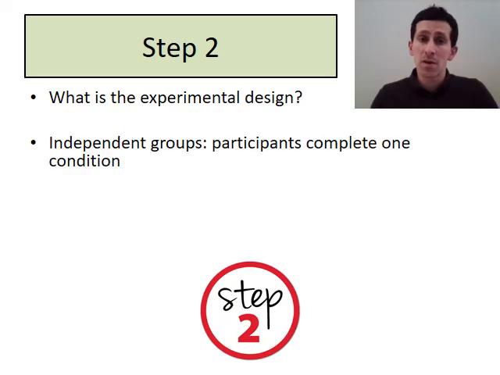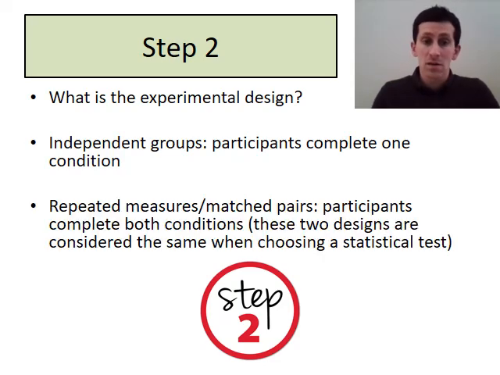Then you've got to know the experimental design. So you should remember this from AS. You've got independent groups where participants just complete one of the conditions. And then you've got repeated measures and matched pairs where they complete both conditions. And for the sake of all of this, repeated measures and matched pairs are the same thing. Whether it's a repeated measures test or matched pairs test, they use the same statistical tests. Okay, so for the sake of this, you just need to know they're the same thing.